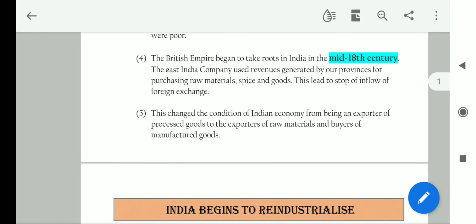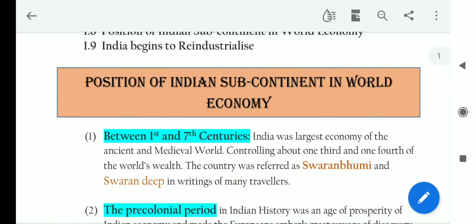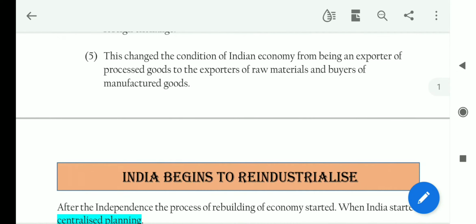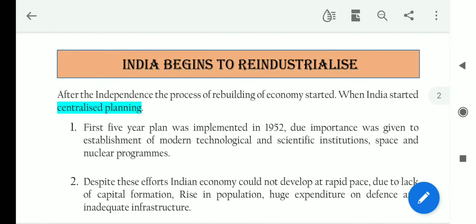So this was all about the position of the Indian subcontinent in the world economy. I hope this topic is clear to you. Now after this situation, how does India begin to re-industrialize? How does India begin rebuilding? After independence, the process of rebuilding the economy started, when India started centralized planning. After independence, what has India started? The centralized planning. All the plans were prepared by the central government for the development of entire India.